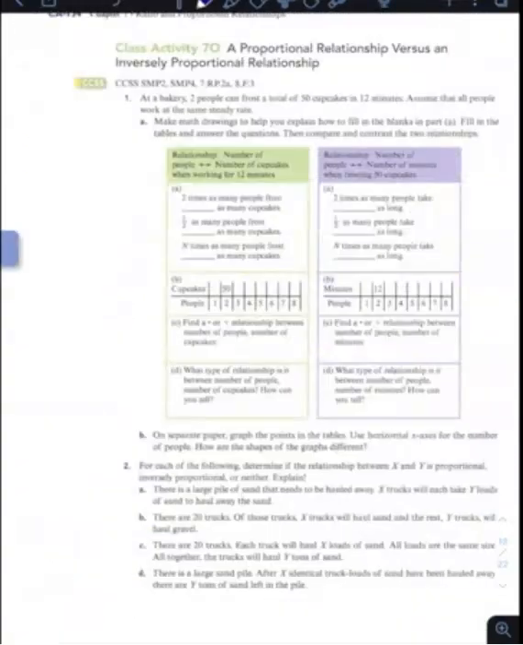So at a bakery, 2 people can frost a total of 50 cupcakes in 12 minutes. 2 people times 12 minutes can get 50 cupcakes. Assume all people are working at the same steady rate. Make a math drawing to help you explain how to fill the blanks in part A and fill in the tables and answer the question. Compare and contrast the two relationships. Okay, so let's try to make sense.